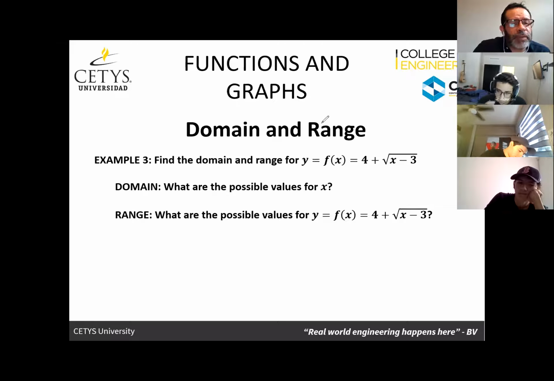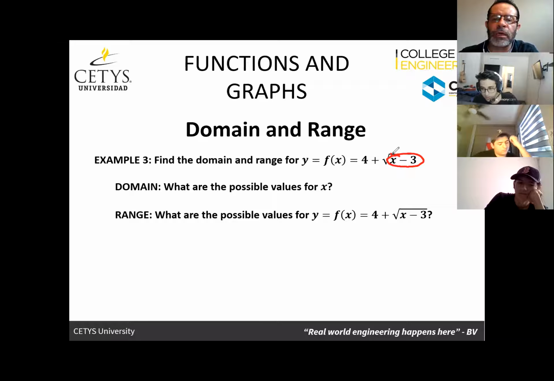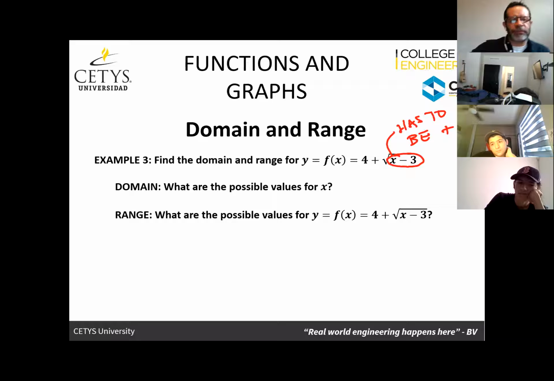The square root of x minus 3. First off, a square root can be 0. So 3 is a valid value. What is the restriction? A square root cannot be what? It cannot be negative. So whatever is inside this square root has to be non-negative. That's a very good way of saying it, Ivan.